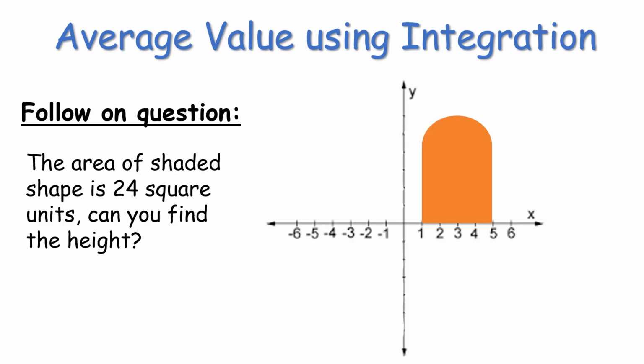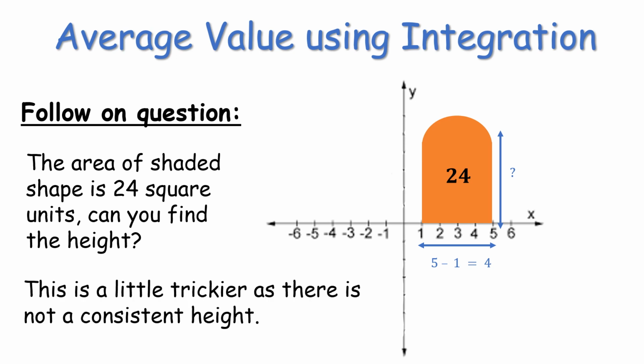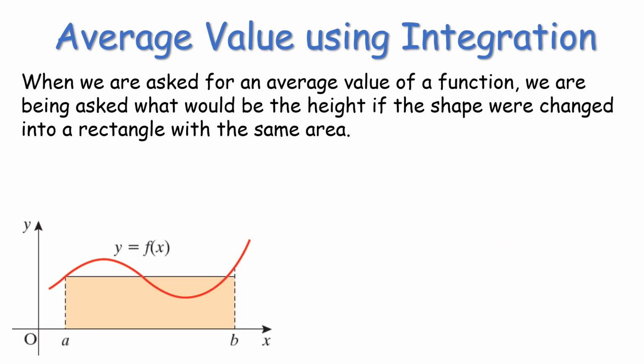Now, what if I added a slightly more challenging question and I said the area of this shape is 24, what is its height? The issue we have here is the height is not constant. So what height am I really asking you for? If I wanted one height, really what I'd be asking for is an average height. So if I said, what's the average height? You'd say, well, on average, 4 times 6 would be 24. So the average height will be 6, which is the same answer as we had before. So this is the logic we're going to use when we're asked to get the average value of any function.